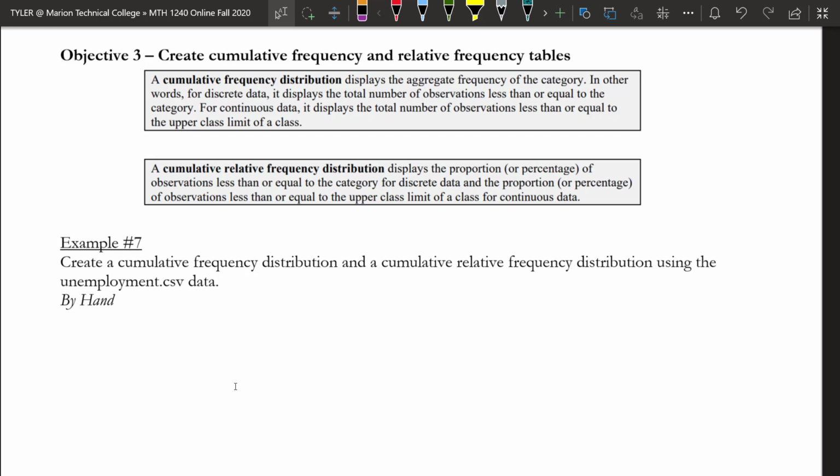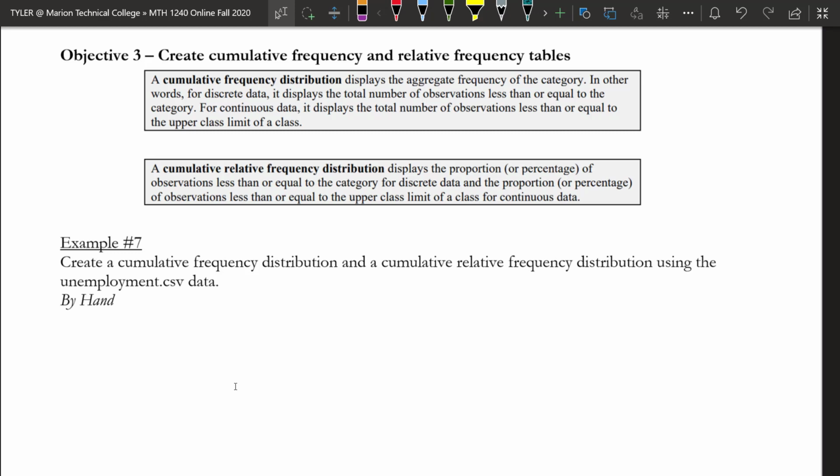A cumulative frequency distribution is going to display the aggregate frequency of the category. In other words, for discrete data, it displays the total number of observations less than or equal to the category. So it's like a running count, right? And for continuous data, it's going to display the total number of observations less than or equal to the upper class limit of a class.